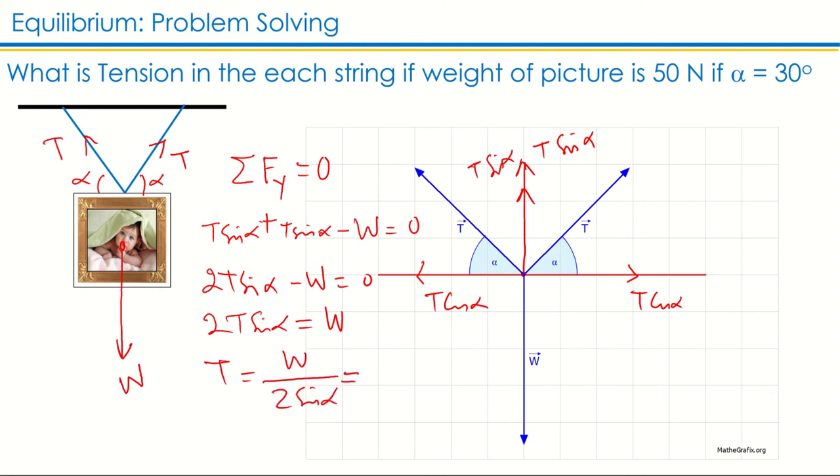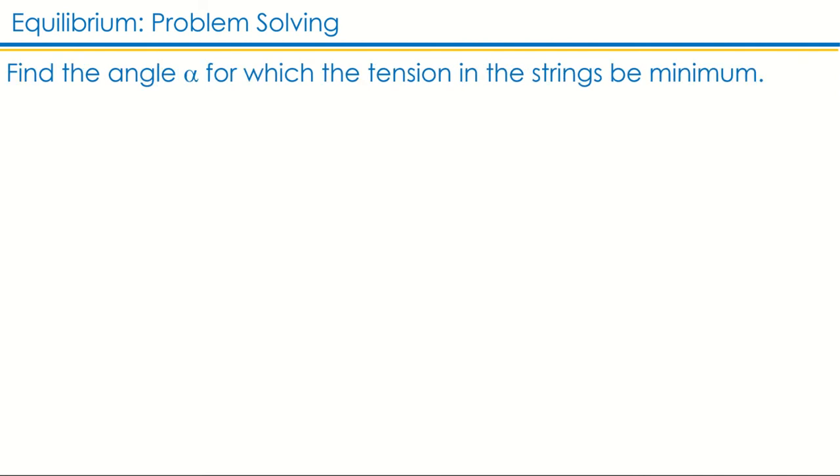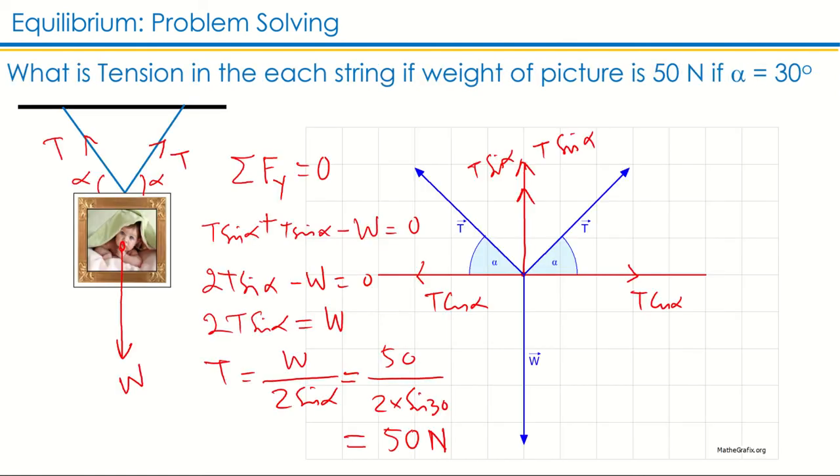So W is 50, 2 into sine 30. So sine 30 is 1 by 2. So your answer is 50 Newton. So in each string there is a force of 50 Newton. Keep this in mind that if the angle is 30 degrees, everyone feels the force of 50 Newton.